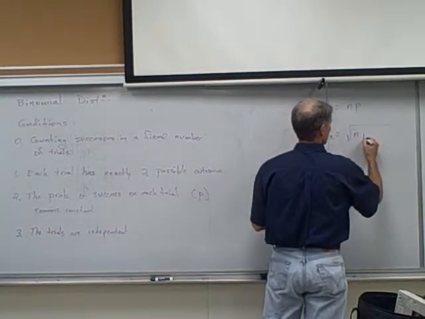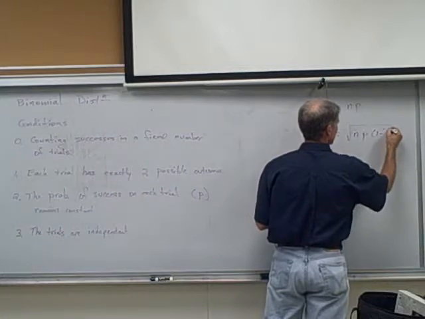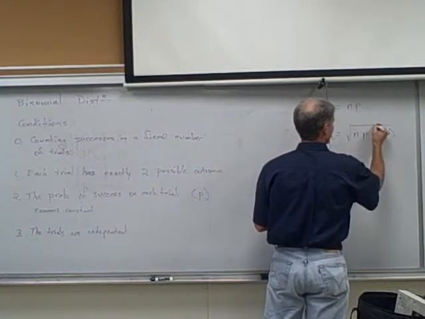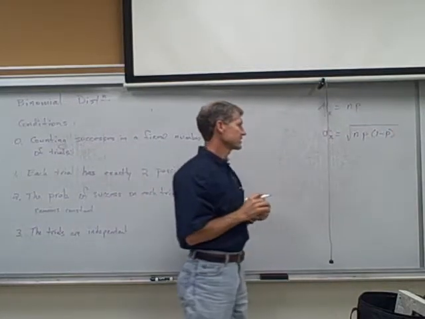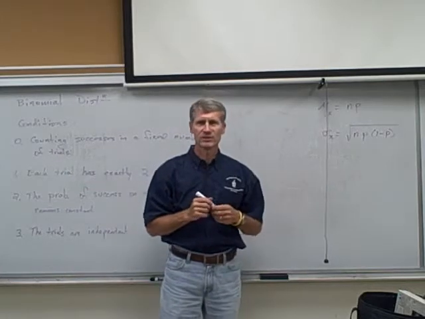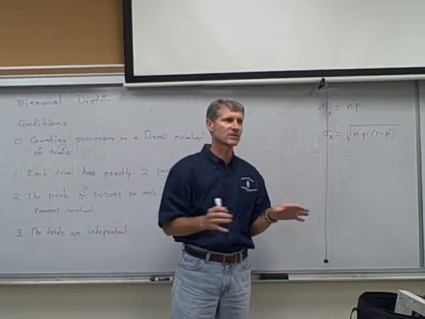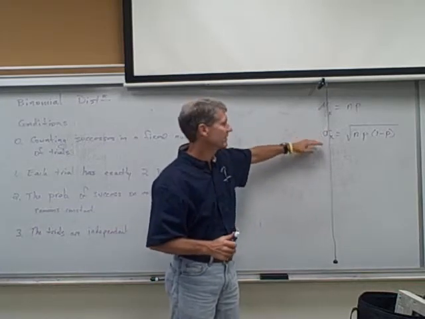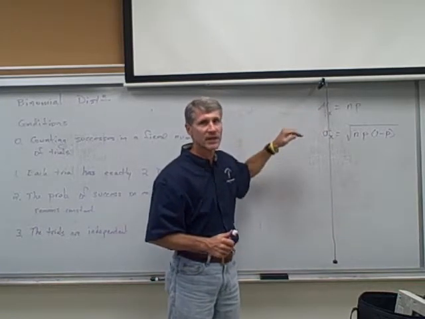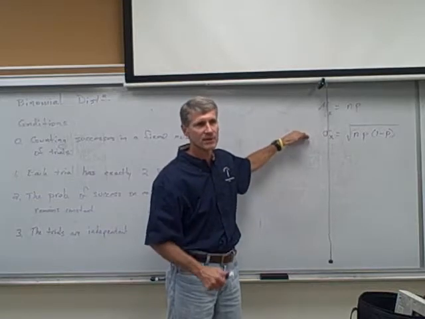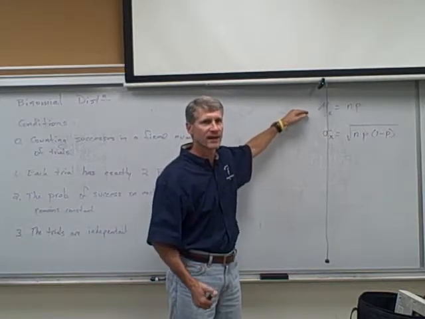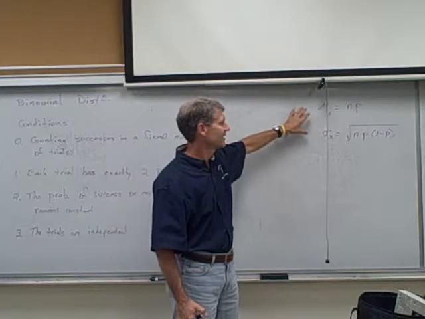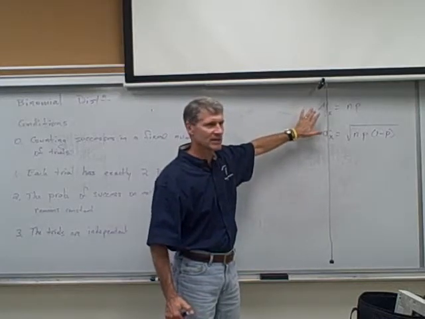It's n times p times 1 minus p, all under a square root. And it's just an algebraic derivation to come up with that. And I'm not going to take the time to go through it because I'm short on time. But these two formulas are in your book, and you will have to use them both on the online homework and on the exam next week. You'll have to know how to get mean and standard deviation.